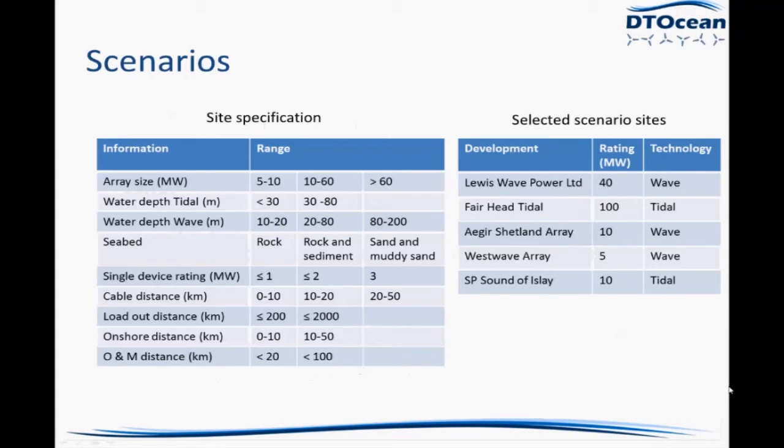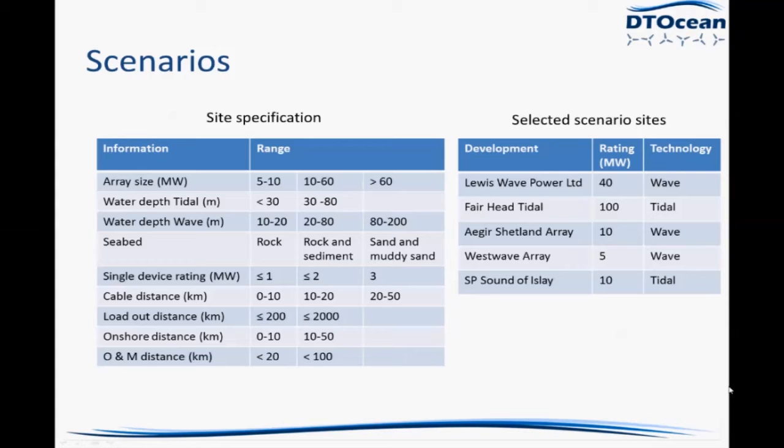By selecting these scenarios, we cover quite a lot of the expected site specifications which are envisaged in the near future and also in the medium term future. So some of the key characteristics to consider are the total array size. Can we expect to have a gigawatt plant offshore in the short term? That's not going to happen. So we've had to put some sensible boundaries around new things to try and validate with the available data. So this covers array size, water depth for both tidal and wave, and different types of seabed conditions, which is obviously of great importance when we're installing cables and putting down moorings and foundations.